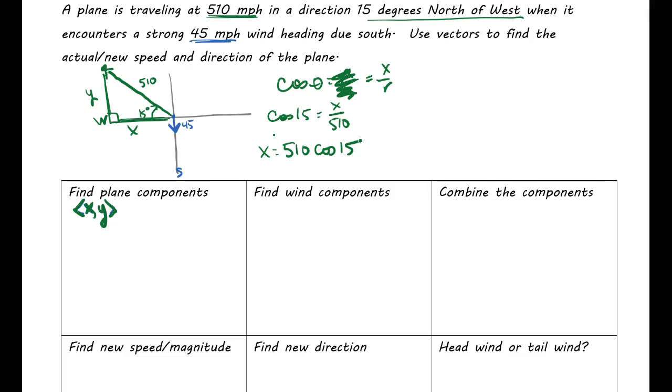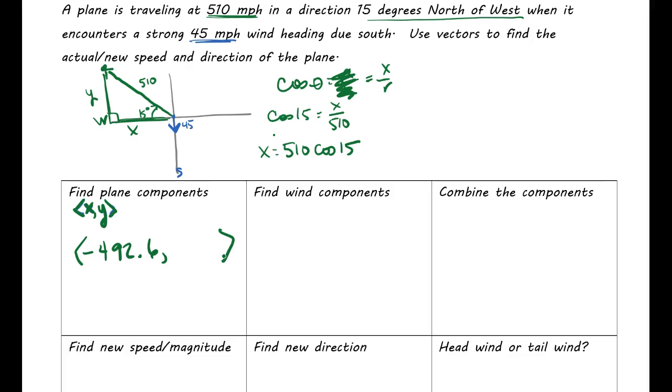Now, you're going to have to be careful because when you type this in on the calculator, it's going to give you a positive number. But guys, please keep in mind that you're in this quadrant, and in this quadrant, the x needs to be negative. So let's type that in and see what happens. I think you're going to have to change it into degrees as well. So if we are here, we're going to do the cosine of 15 times that 510. Okay, I'm getting negative 492.6. That's what I am getting for my x value.